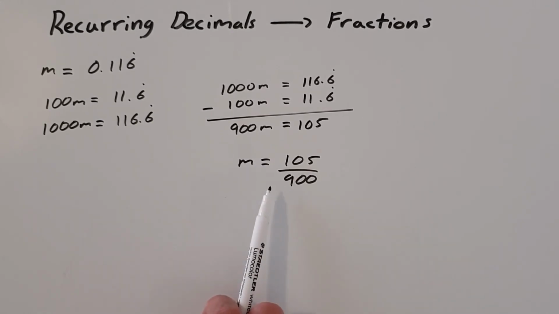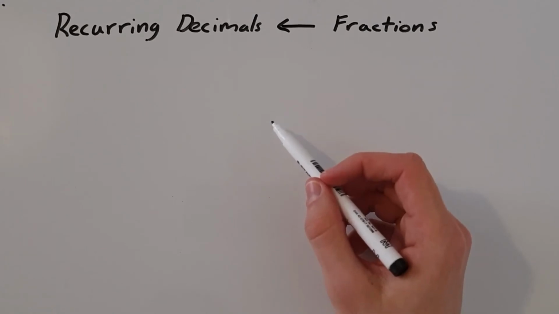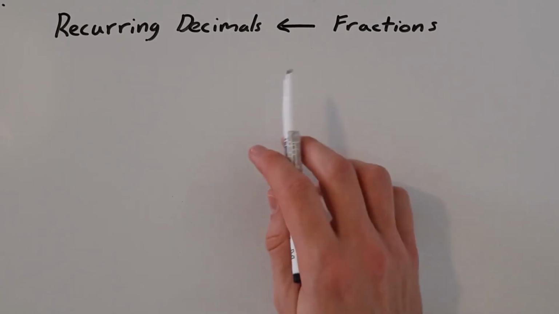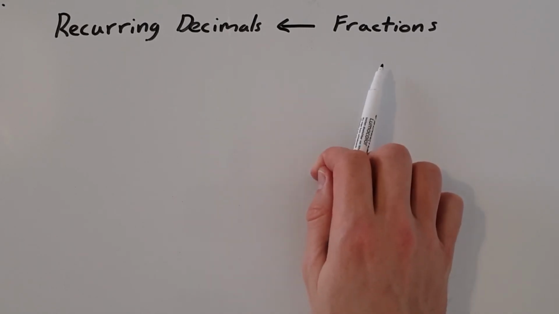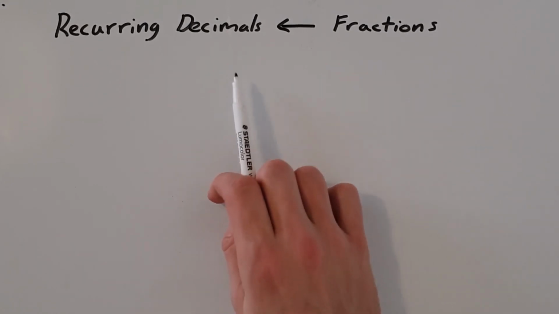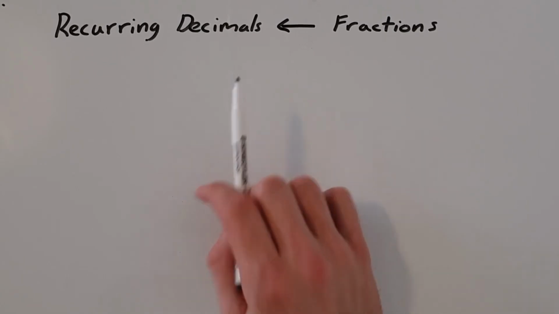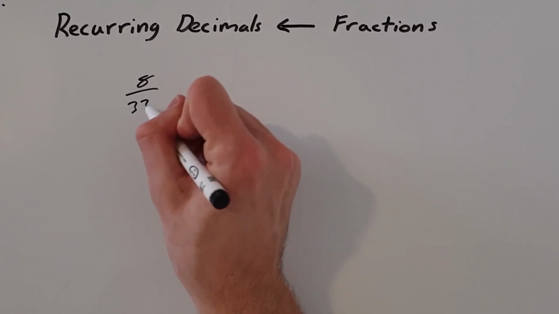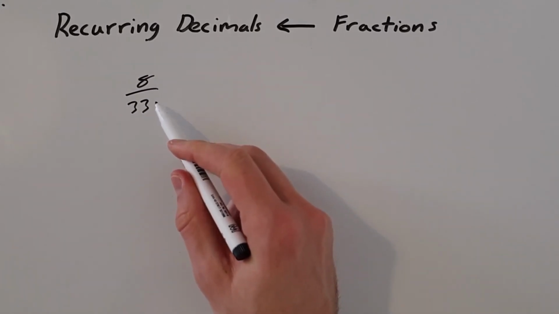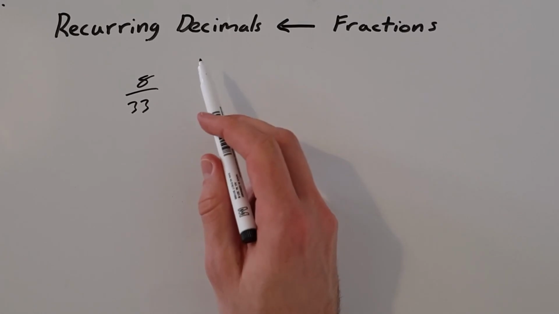Okay, so now in the final part of this video then, we're now going to be converting the other way. So what happens if we have a fraction and we want to convert this into a recurring decimal? So this might come up sometimes in your exam, so let's go through an example of that. So the example I'm going to choose is 8 over 33. Okay, we want to convert this into a recurring decimal.